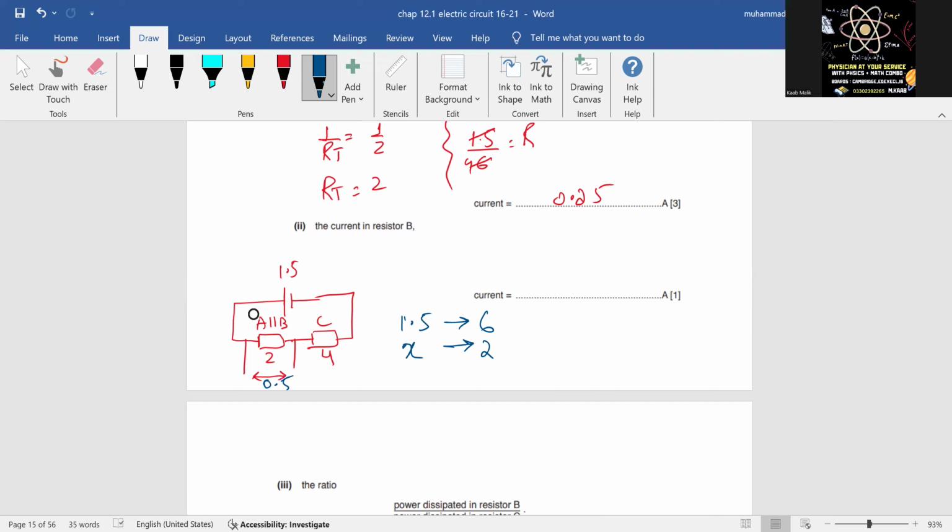And the remaining would be the one that will drop across here. Okay. Now we know the voltage. We can use V equals IR now. V equals IR. Okay.